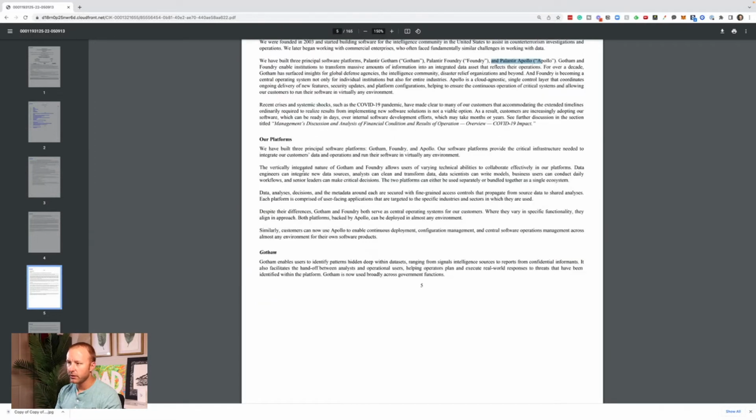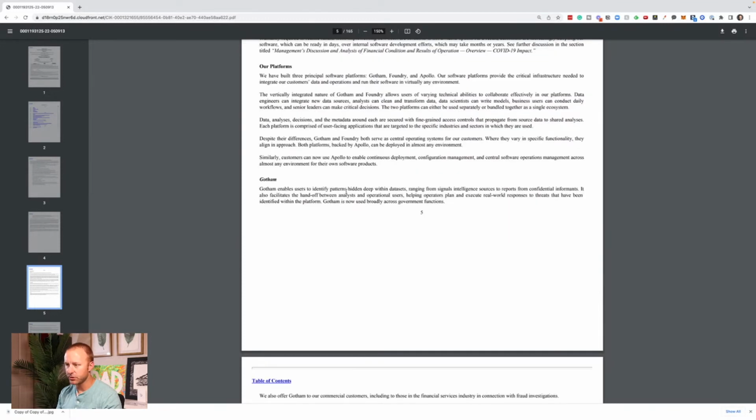Then they go into a description of what each of those are, and you start to get an understanding of the business. The vertically integrated nature of Gotham and Foundry allow users of varying technical abilities to collaborate effectively in our platforms. Data engineers can integrate new data sources, analysts can clean and transform data, data scientists can write models, business users can conduct daily workflows, and senior leaders can make critical decisions. The two platforms can be either used separately or bundled together in a single ecosystem.